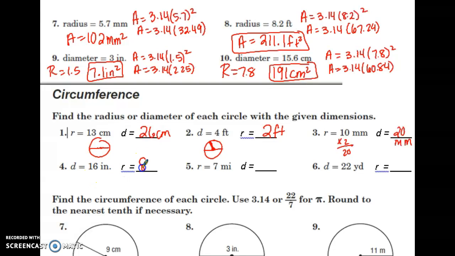If the diameter is 16, the radius is 8 inches. If the radius is 7 miles, the diameter is 14 miles. And if the diameter is 22 yards, then the radius is 11 yards.